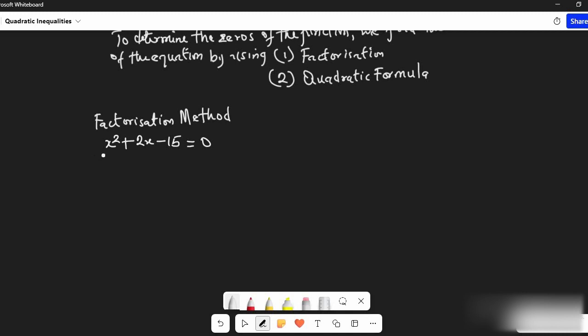Right. So how do we factorize this quadratic expression, x squared plus 2x minus 15? First thing you want to do is to multiply minus 15 with x squared here. Once you do that, you get minus 15x squared.